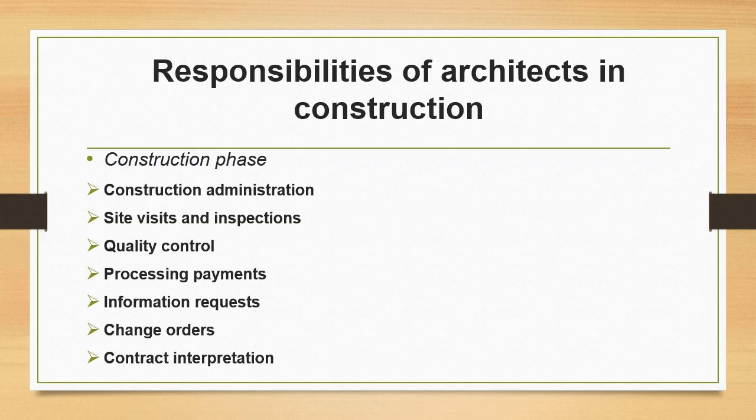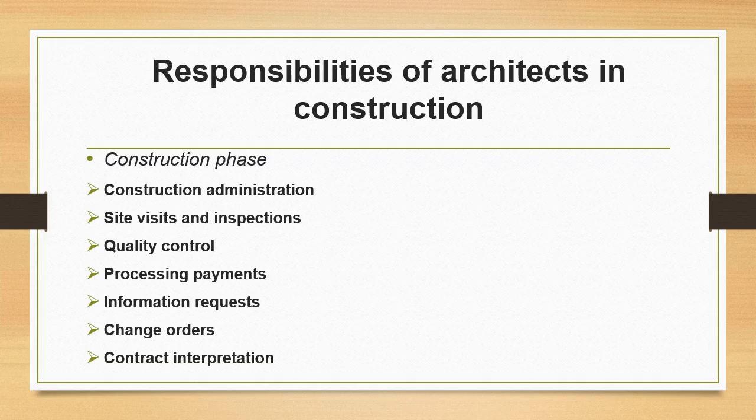Quality control. The architect ensures the materials and the workmanship meet the specified standards. They review material samples and shop drawings submitted by the contractor. Processing payments. As construction progresses, the architect reviews the contractor's applications for payment and issues certificates to the owner based on the work completed.